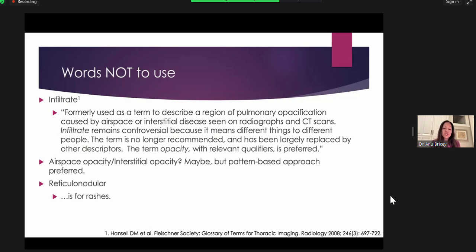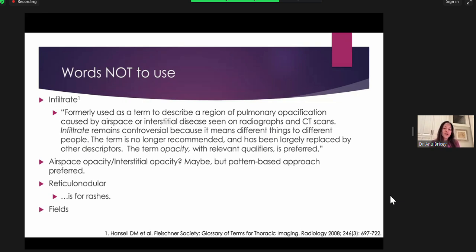And so I always joke that reticulonodular is for rashes, because when you dermatologists see patients in clinic, they use different words to describe rashes. And one of the terms that non-dermatologists always use is maculopapular. If you don't know what the rash is, we always say it looks like a maculopapular rash. And this term reticulonodular reminds me of it. If you don't know what's going on, people just use this term. So I would try to avoid using that term.